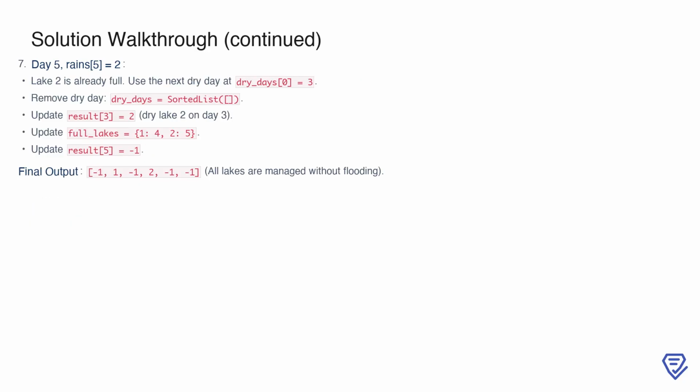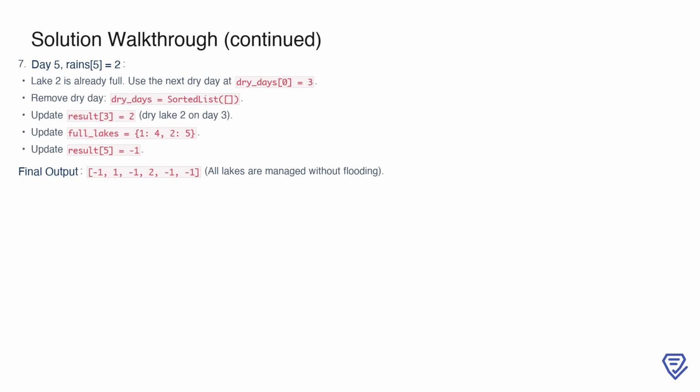Finally, on day 5, Lake 2 receives rain again. As Lake 2 is already full, we use the next available dry day at index 3 to empty it. We remove this dry day from dry_days, leaving it empty. The result array is updated to indicate that Lake 2 was dried on day 3, and we mark Lake 2 as full again with the most recent rain on day 5. The result for day 5 remains -1.